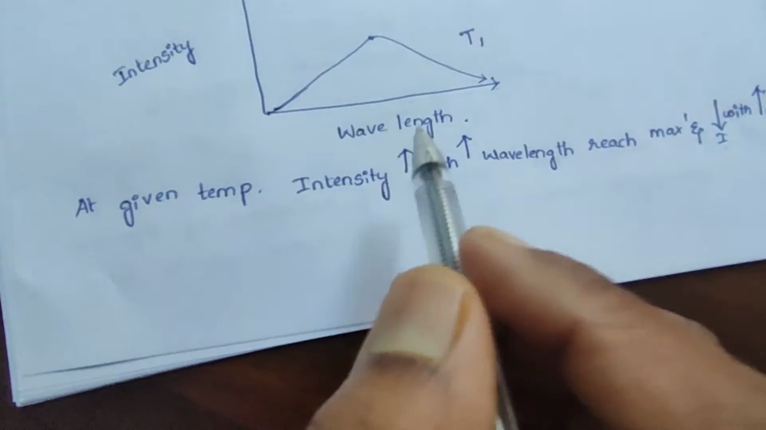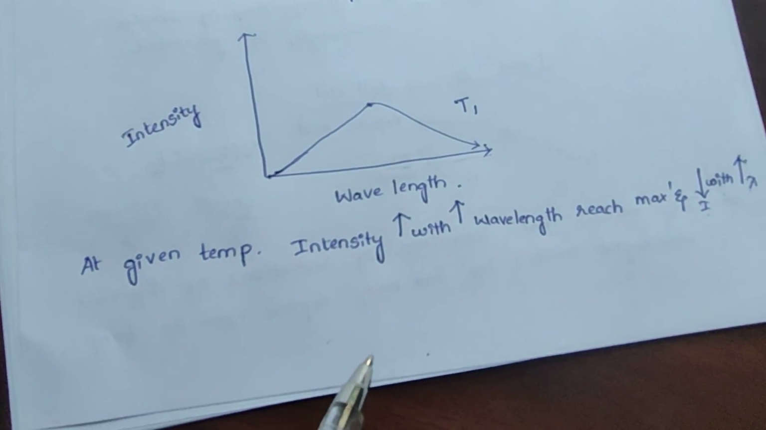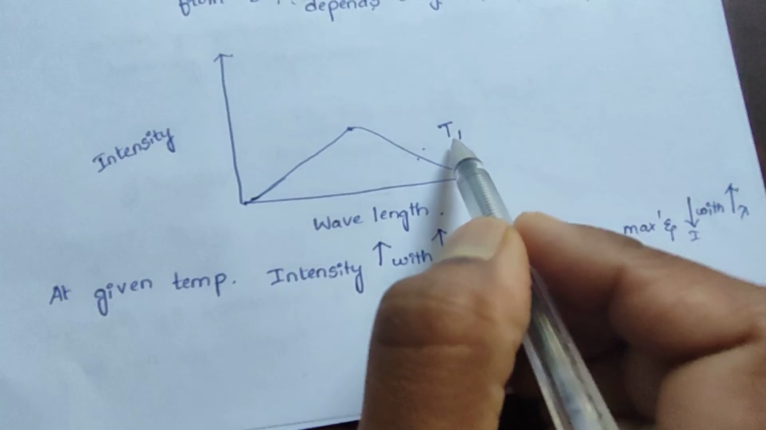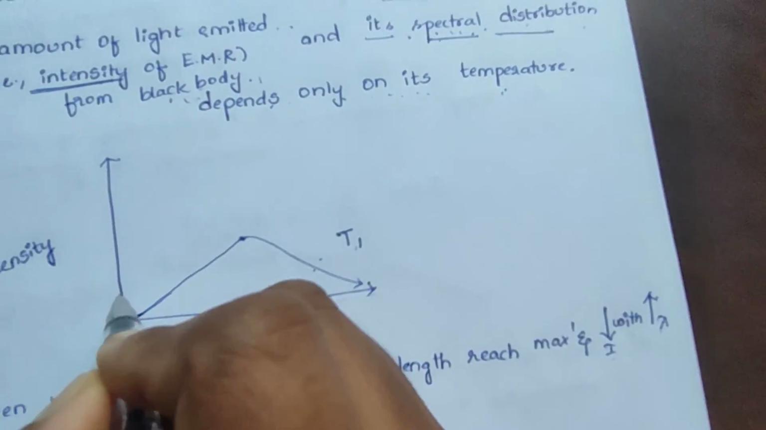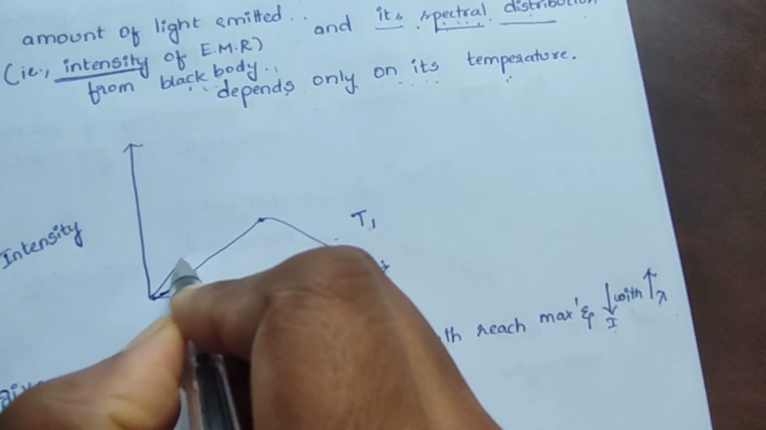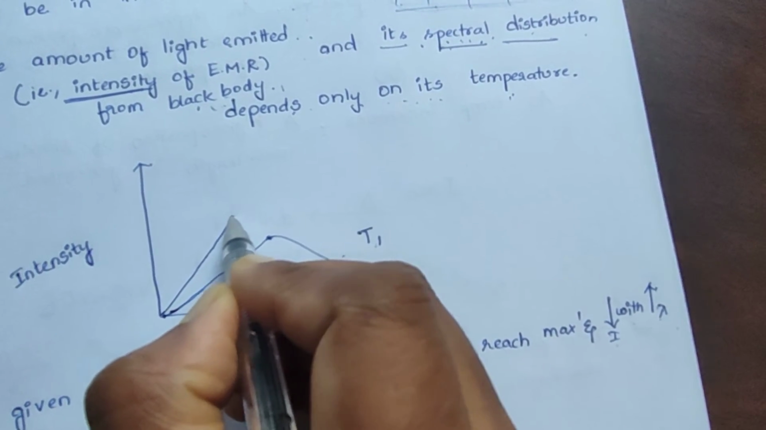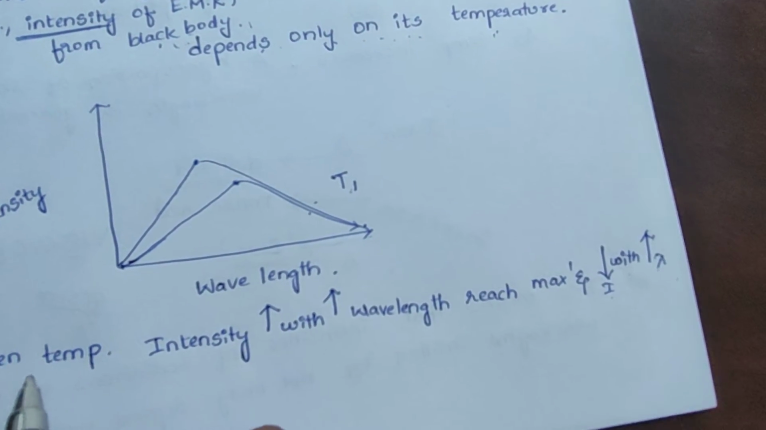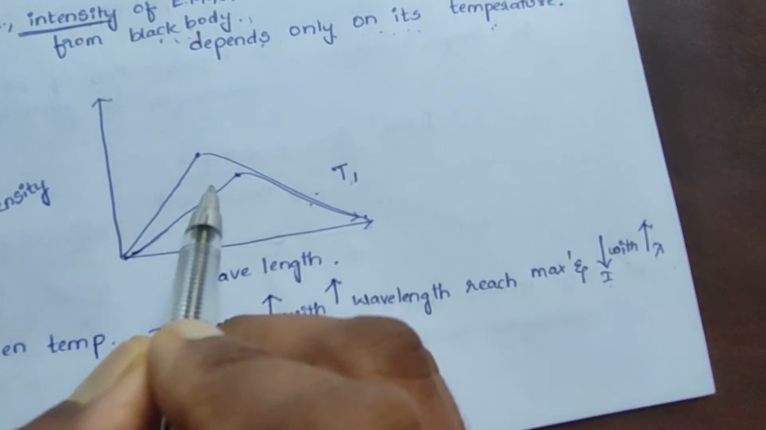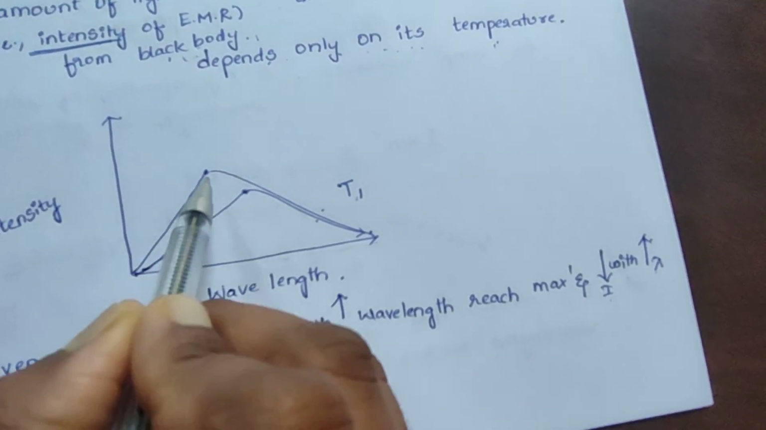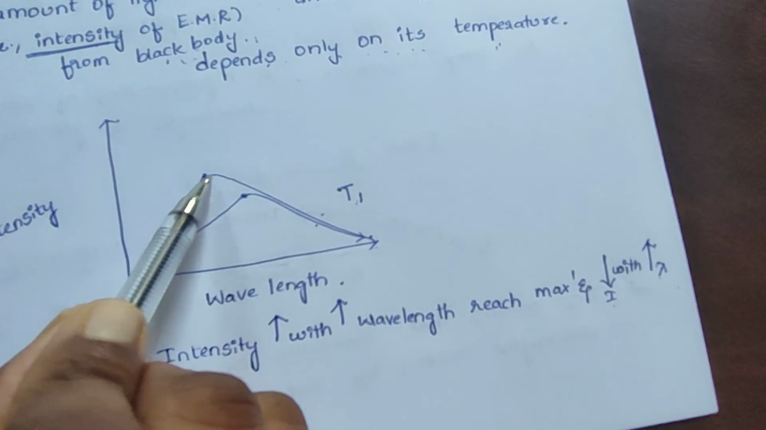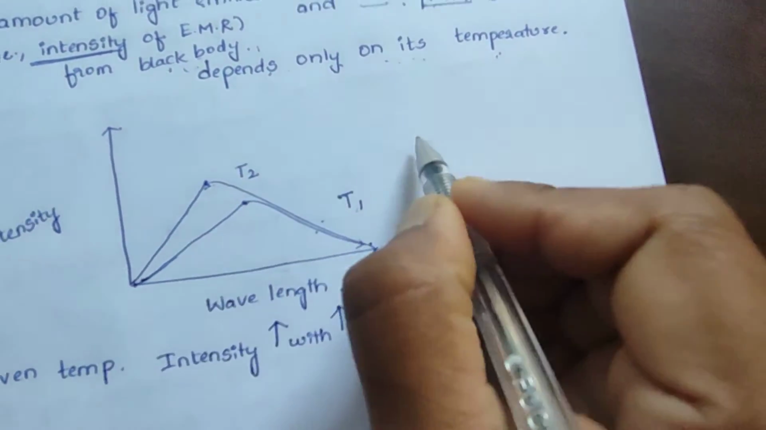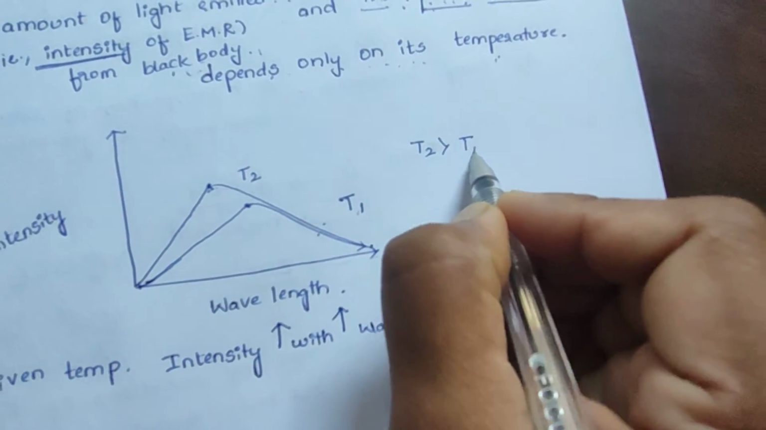Next, if we compare two temperatures, let's take another temperature which is higher than T1. Let it be T2. The intensity first increases, reaches a maximum point, and then decreases with increase in wavelength. See, as the temperature increases, intensity increases, reaches a maximum value, and then decreases with increase in wavelength. This is at T2. T2 is greater than T1.